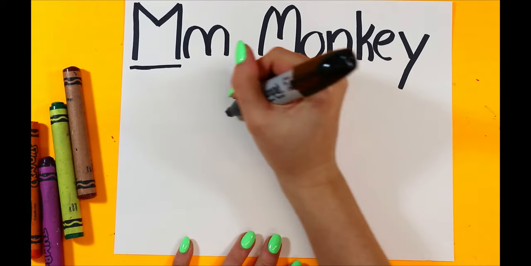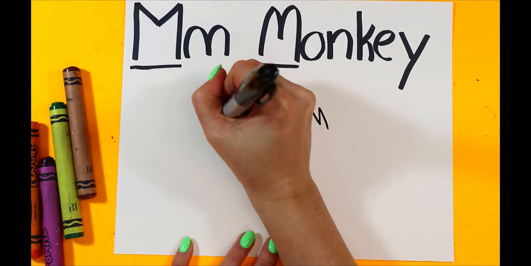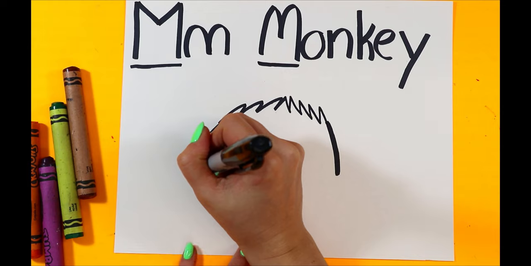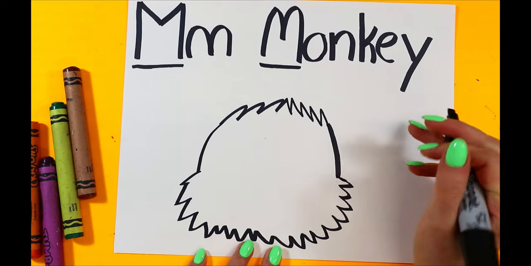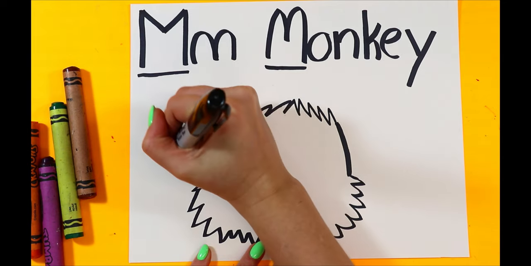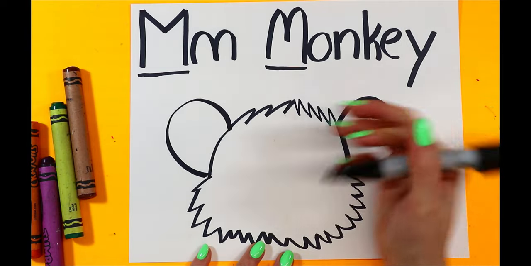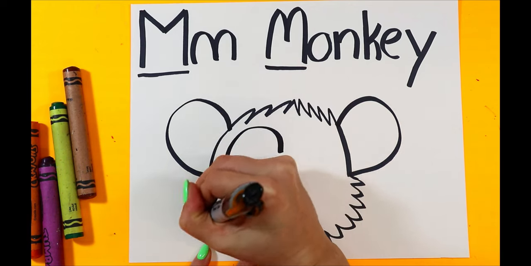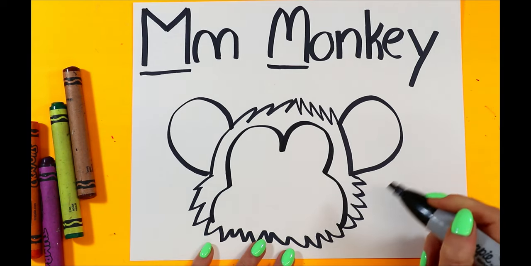Let's draw our monkey. Zigzag lines for the top of the head. Curving line down on each side. Zigzag lines along the bottom to make the cheeks and the bottom of the head. Let's add some ears. Big curved line on either side. Let's add our curving lines for our monkey face. So big curving lines. And then down for our monkey face.